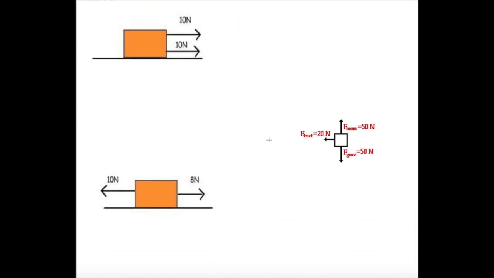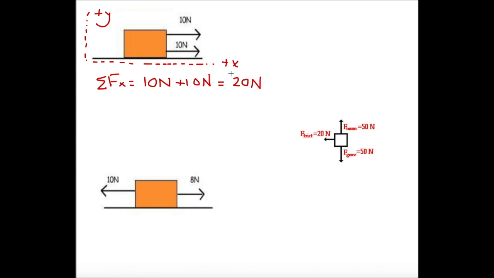In our next example here, we'll see another object that has 2 forces acting upon it, except in this case, both forces are pointing in the same direction. So using the same xy coordinate system as a rule here, we can go ahead and sum our forces as 10 newtons plus 10 newtons, because they are both pointing in that right direction, or positive. 10 plus 10 equals 20. So my net force, or the sum of my forces on this object, is 20 newtons.